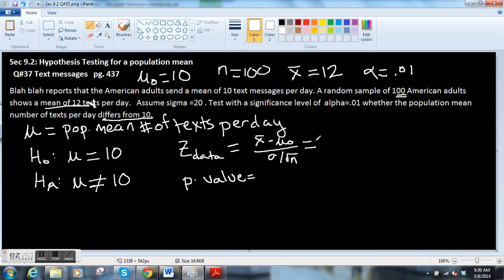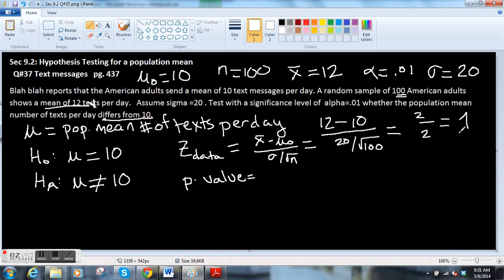So in this case, we can do this one by hand. It's not that arduous. 12, that's x bar, minus mu 0, which is 10. That's the number that's in the null hypothesis. Sigma, oh, I forgot to write that down. Sigma equals 20. That's the population standard deviation. It's kind of weird that the average would be 10 and the standard deviation would be 20, but let's just go with that. I actually thought it was a typo. Divided by the square root of 100. So when you work all this out, you get 2 on the top, and 20 divided by 10, which is also 2. This is nice, isn't it? So the test statistic is 1.